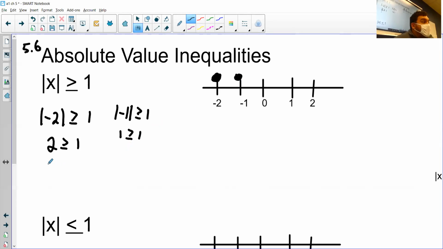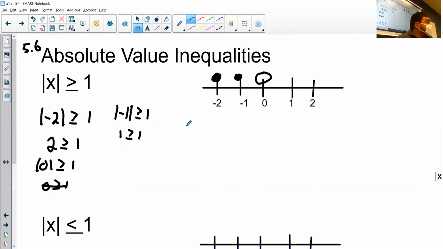So then I'm going to plug in 0. Noah, if I plug in 0 into the absolute value, would it be greater than or equal to 1? No, I agree, because 0 is not greater than or equal to 1. So we're going to put an open circle right here for now.